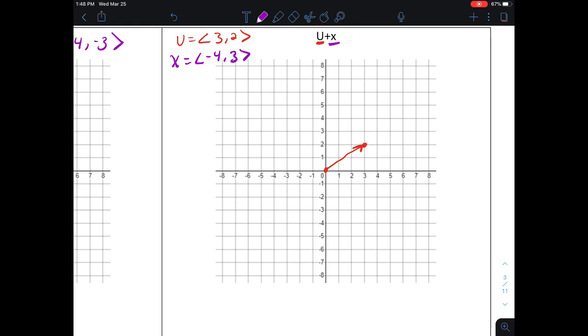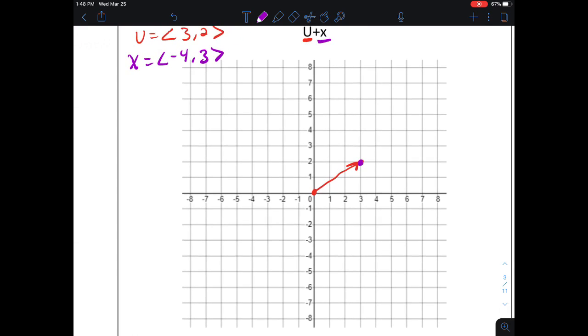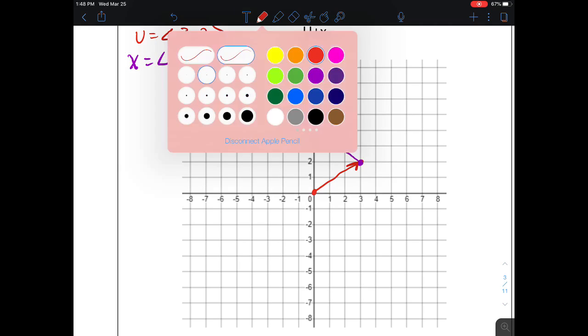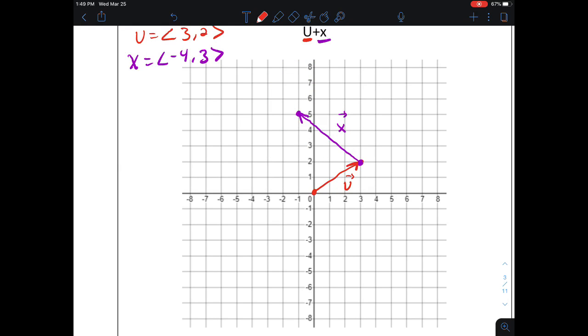And to add x to it, what you do is connect vectors head to tail for these operations. And so from the endpoint of u, that becomes the starting point for vector x. So vector x says go left 4, up 3. Left 4, up 3. Puts me right there. And then I'm going to connect that. So I started at the end of u, and vector x took me all the way to right here. So I have vector x. I have vector u.